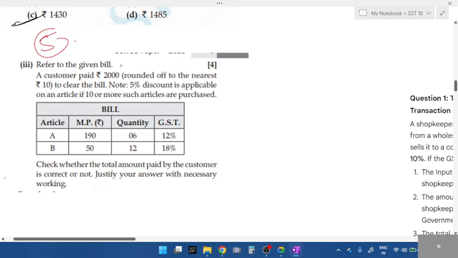Read the question. A customer paid 2000. I'll read out. First, listen to the instruction what they've given. A customer paid 2000, round it off to the nearest 10 to clear the bill. Note 5% discount is applicable on an article if 10 or more such articles are purchased. Fine. Which one will get 5% discount? Article A or B?